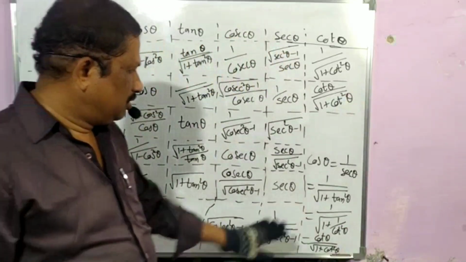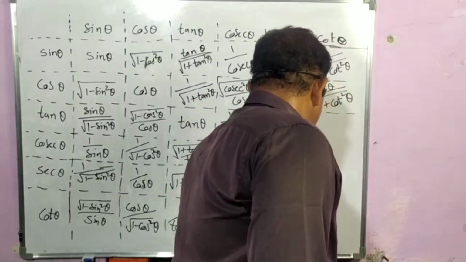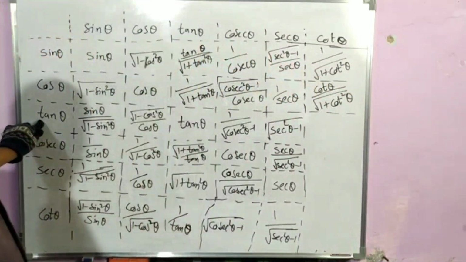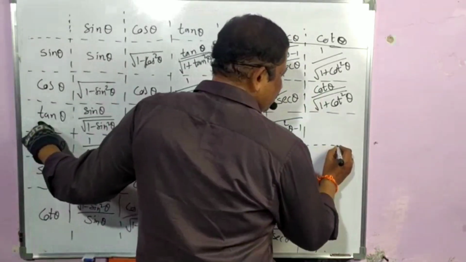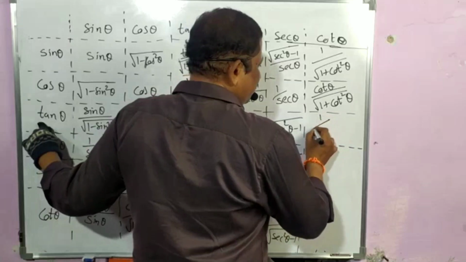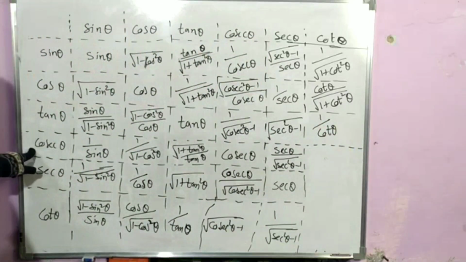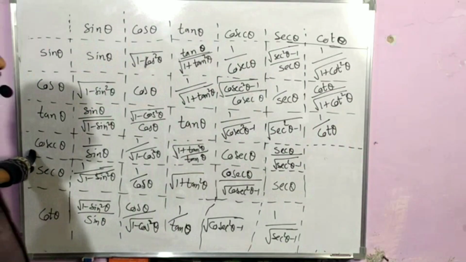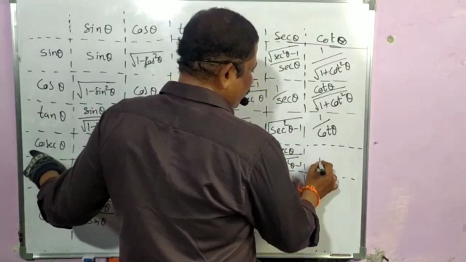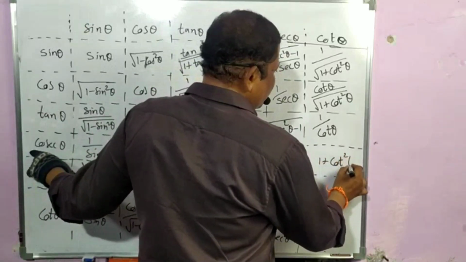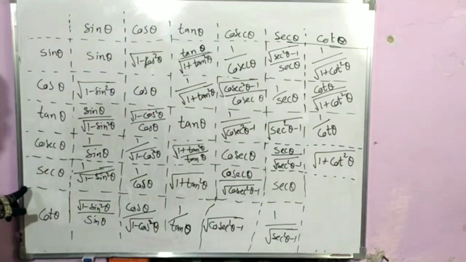Okay. Next, tan. Tan you have to convert in terms of cot: 1 by cot theta is nothing but tan theta. Next, cosecant. The identity is cosecant square theta is equal to 1 plus cot square theta. Cosecant theta is equal to under root 1 plus cot square theta.